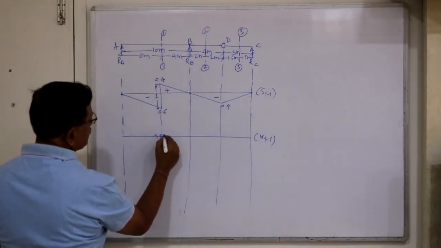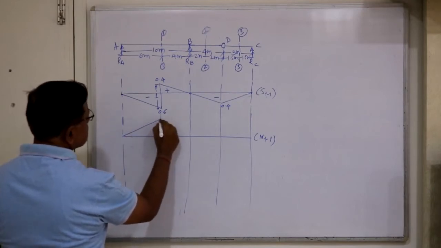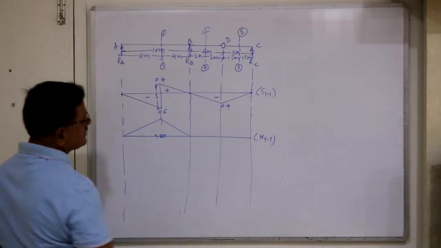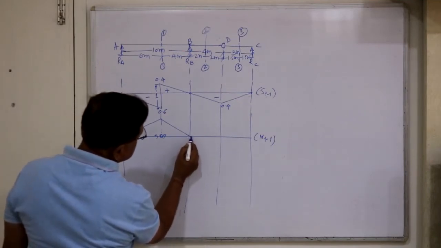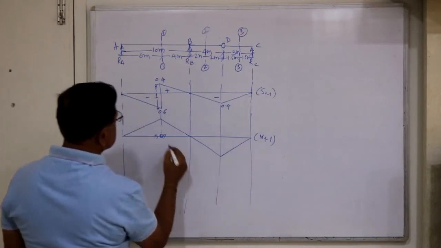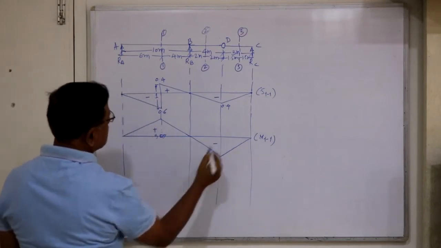So we have to rotate this. This is a section within a simply supported beam, so this is simply supported. Now you continue this thread up to the hinge, and then it gets rotated. So this is plus and this is minus.